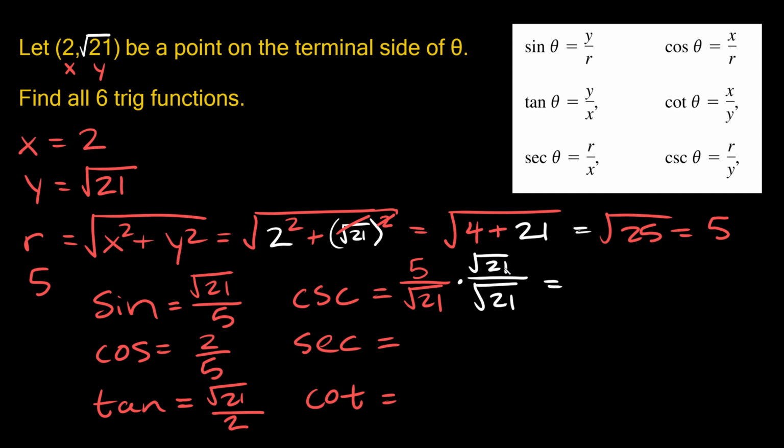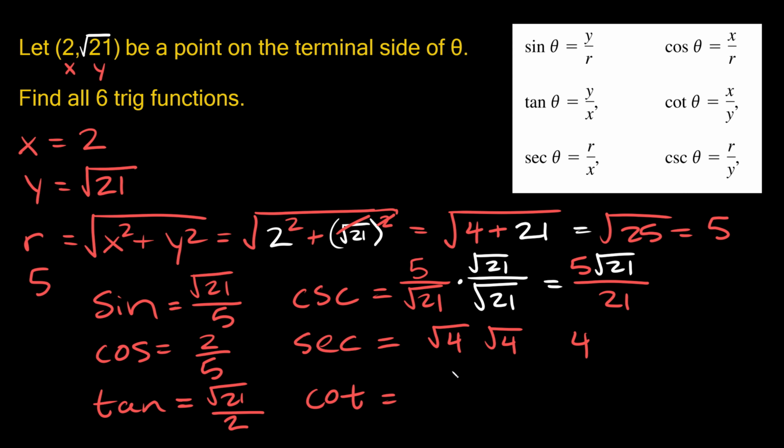On top we have 5 times the square root of 21. So that's going to be 5 times the square root of 21, and that's going to be over the square root of 21 times the square root of 21, which is equal to simply 21, all right? It's kind of like saying the square root of 4 times the square root of 4 is equal to just 4. How do we know that?